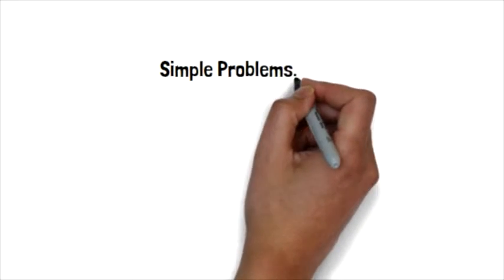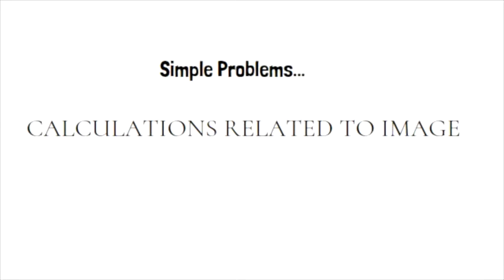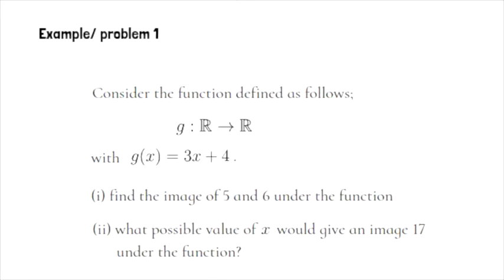In this video, we will deal with a couple of examples where we'll calculate the image of some elements under a given function. We begin with a simple linear function. g of x is equal to 3x plus 4. We are to find the image of 5 and 6 under the function.